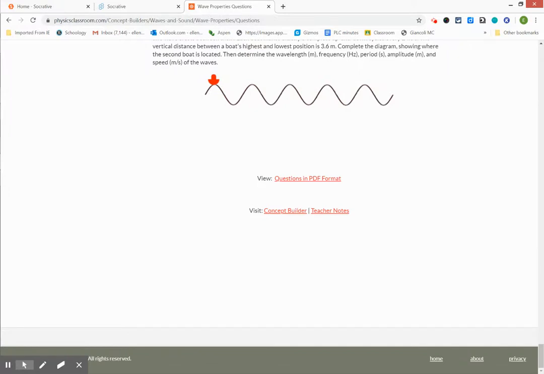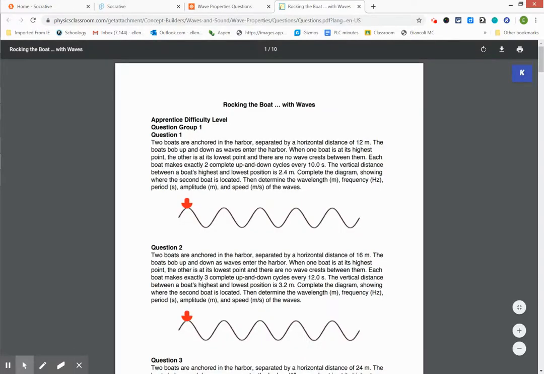So if you need some extra practice, you have access to all of the questions. And down below at the very bottom, if you click questions in PDF format, you can see you have a nice way to print all the questions out and practice them.